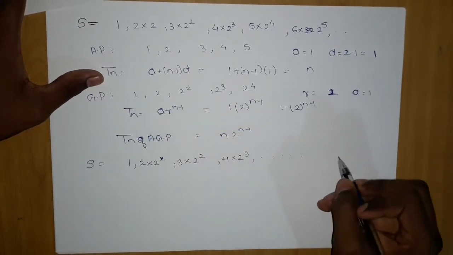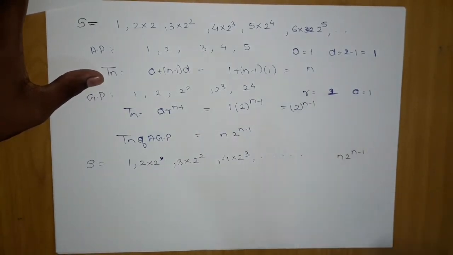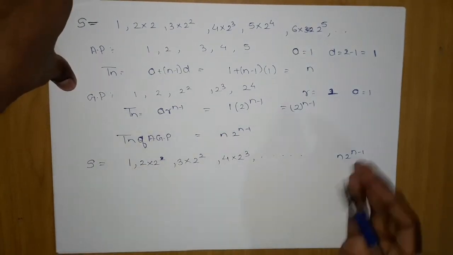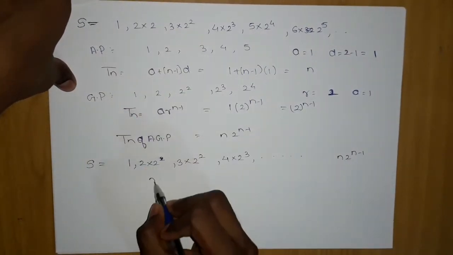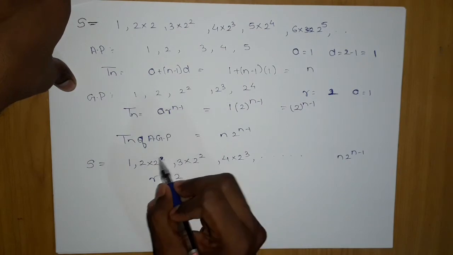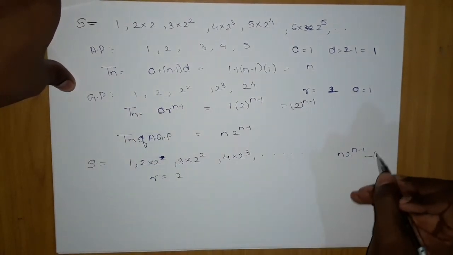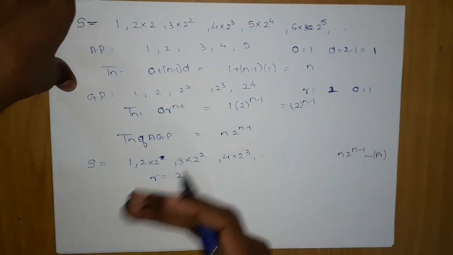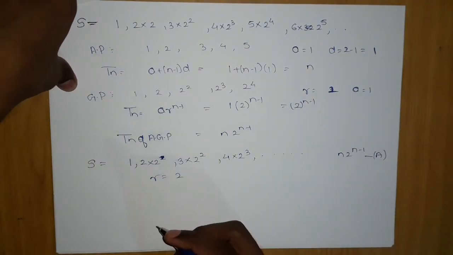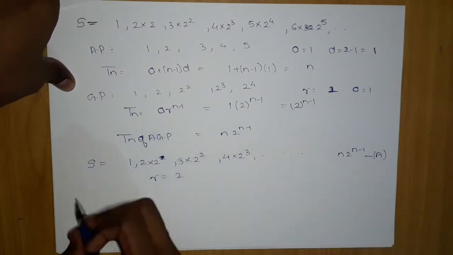The last term is what? N into 2 power n minus 1. So I got this. Now I know its R will be the same as this GP's R, so R is nothing but 2. So what I will do, I will call it as A, like we did when we were deriving the formula. Then we will multiply this by 2.